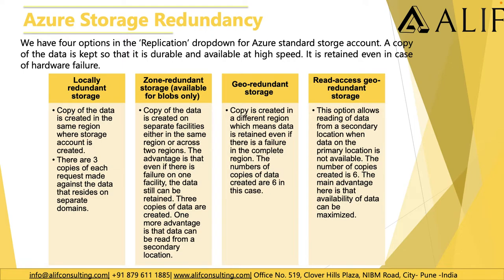And the third one is geo-redundant. It has 6 copies across regions. 3 copies will be in one region, and the other 3 copies will be in another paired region. In this case, if anything goes wrong in one region, data will be recovered from the other region where the data is copied. One more thing is, in geo-redundant storage, we have access to the primary region. We can't access the other region where data is copied.